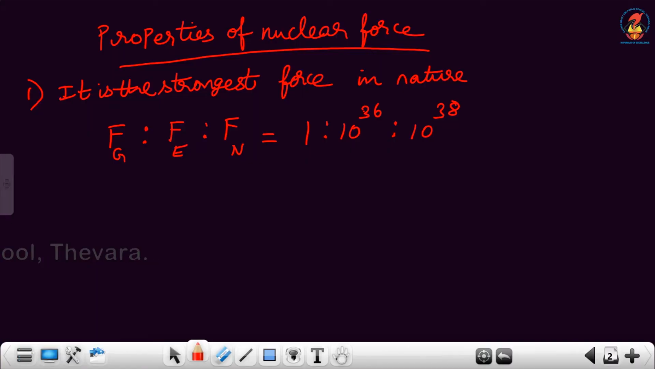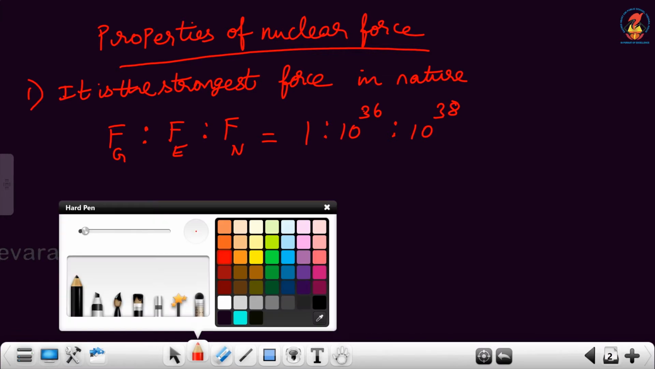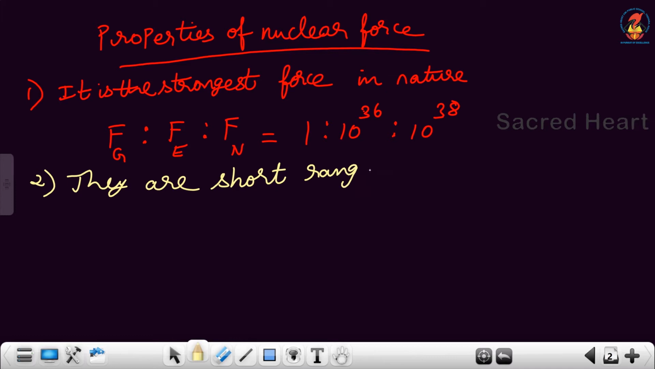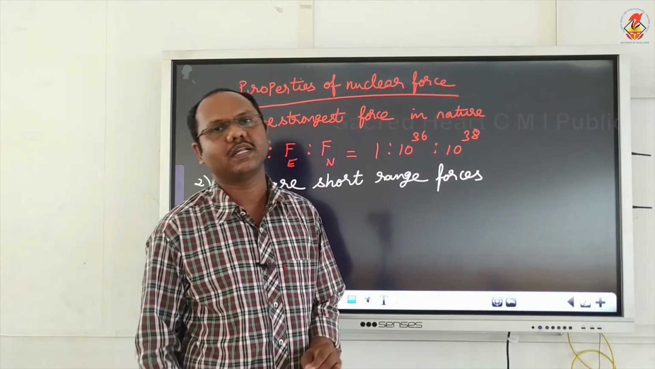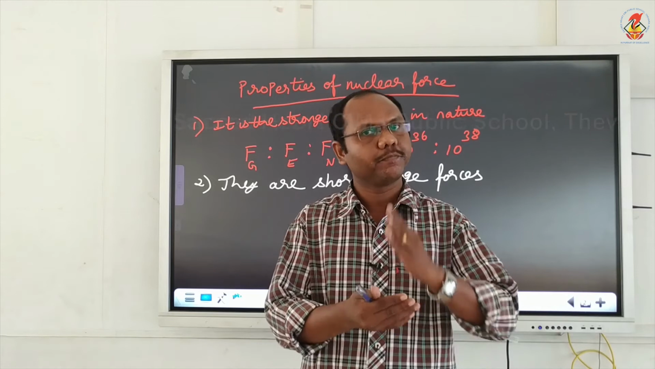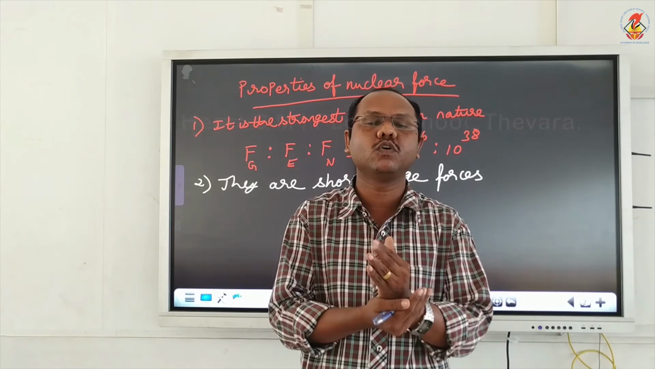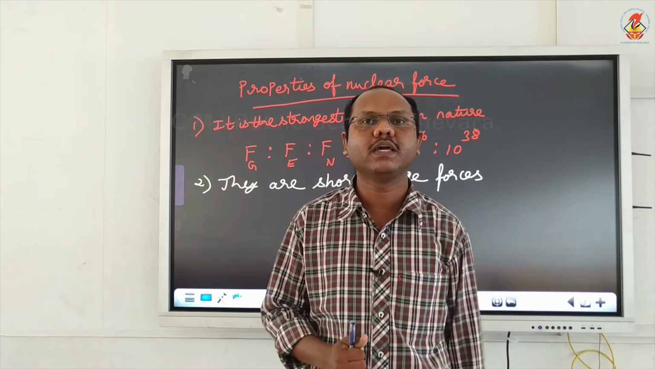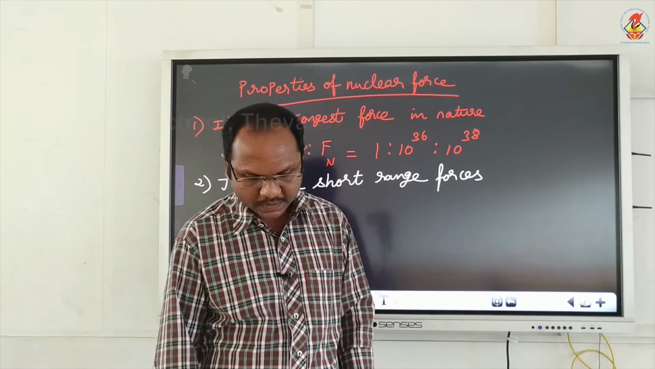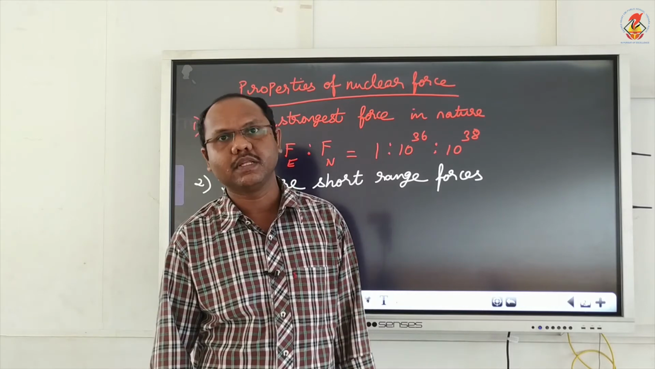Now number 2, they are short range forces. What is meant by short range force? The nuclear force will only act in the nuclear distance. If the protons and neutrons go out of the nucleus, there is no nuclear force. So nuclear force only acts within the nucleus. That is why we say they are short range forces.